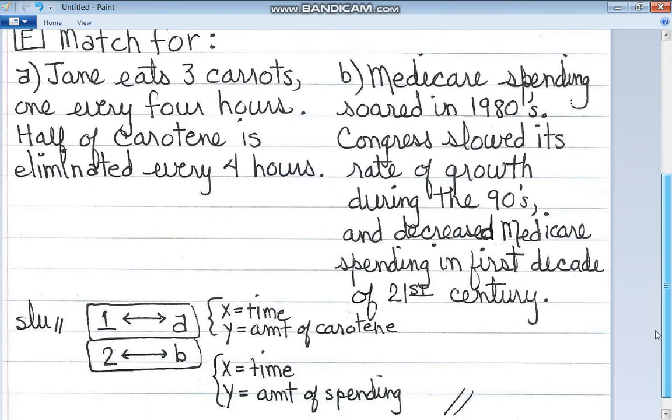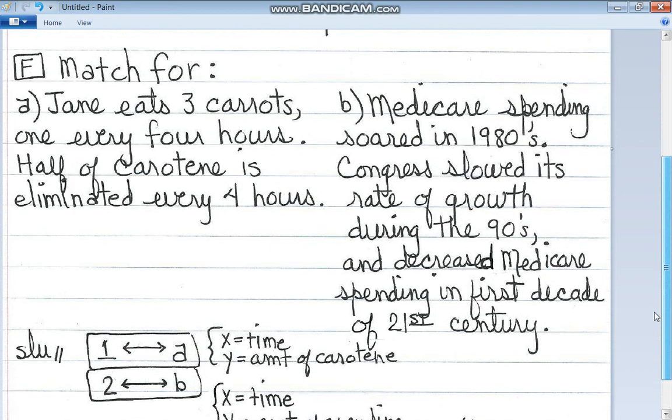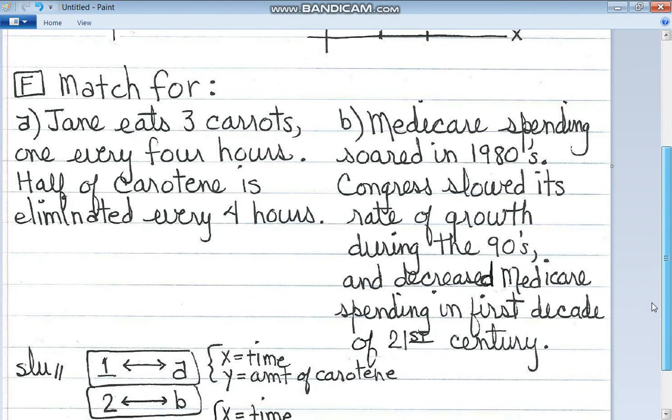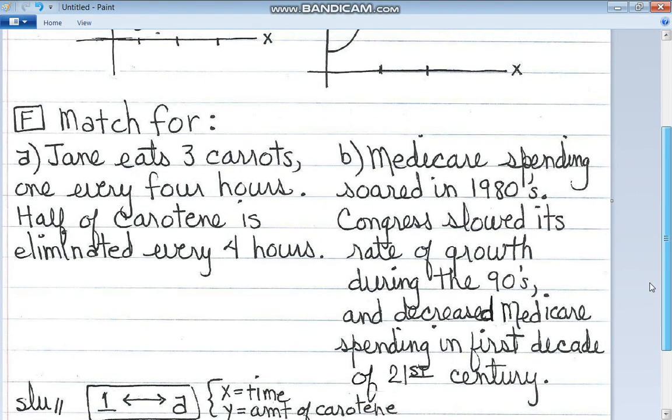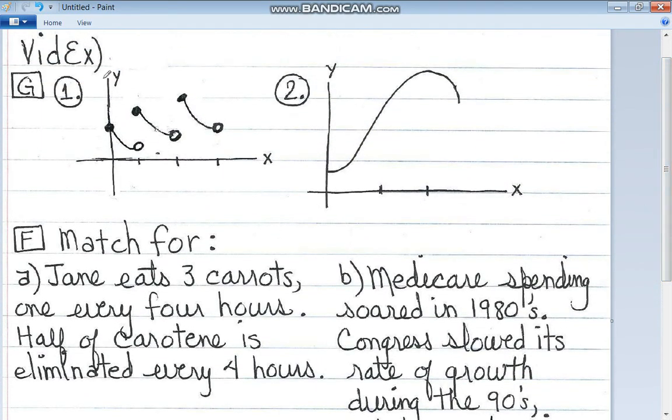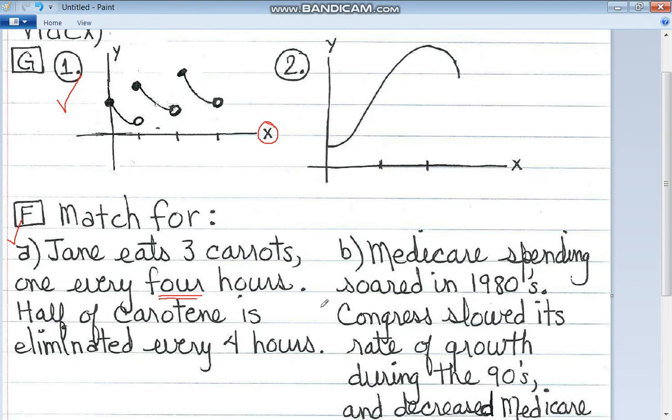Let's read the answers I have here. 1 is related to A, and X would be the time on the x-axis and Y would be the amount of carotene. Okay, so let's see how the graph of 1 corresponds to the words in A. Jane is eating carrots, 3 of them every 4 hours. See, the confusion is they keep throwing all these extra numbers at us that we don't need. We say that the X coordinate represents time. She's eating carrots every 4 hours, okay?